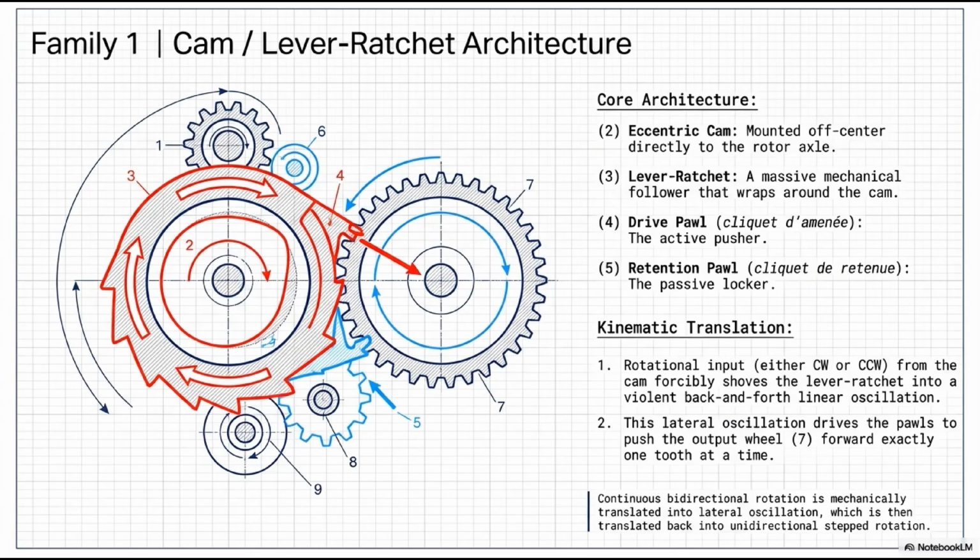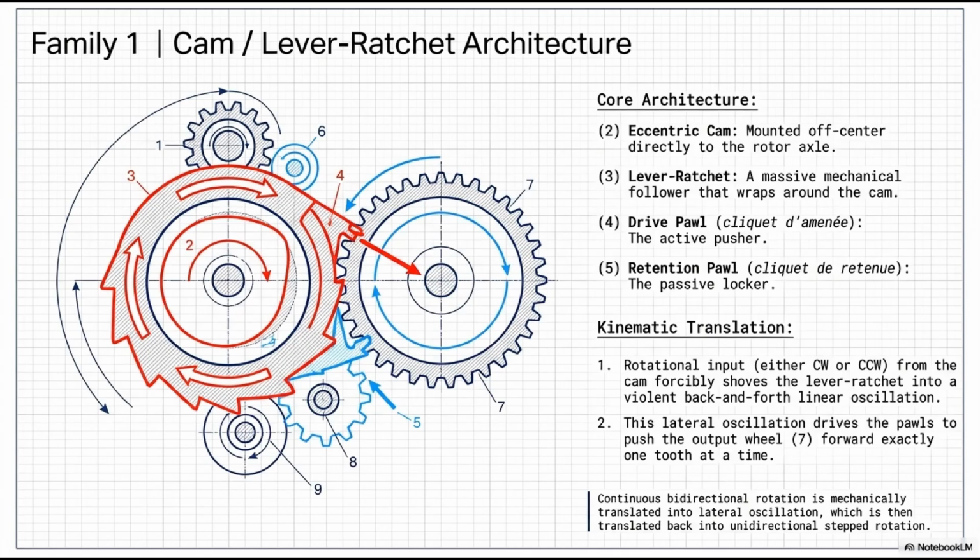This is one of the earliest and most robust solutions to bidirectional winding. Look at the core architecture. Component 2 is an eccentric cam. It is a non-circular disc mounted off-center, directly to the rotor axle. Component 3 is the lever ratchet. This is a massive, heavy mechanical follower shaped like a claw that wraps entirely around the cam. Component 4 is the drive pawl, the active pusher. Component 5 is the retention pawl, the passive locker holding the output wheel.